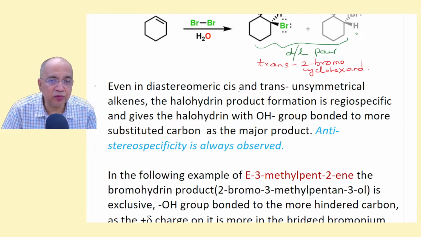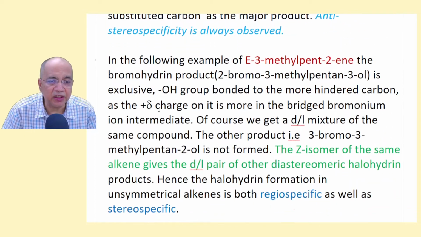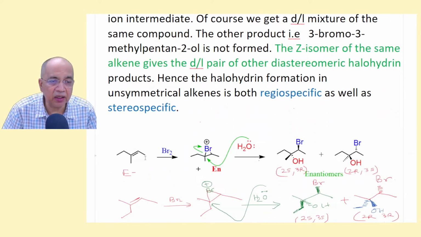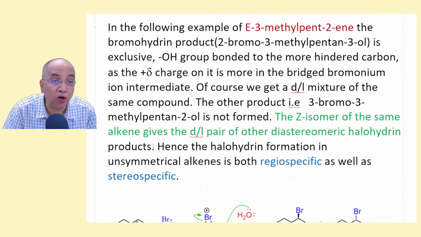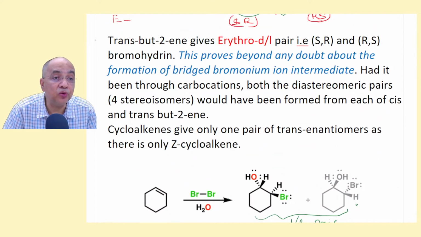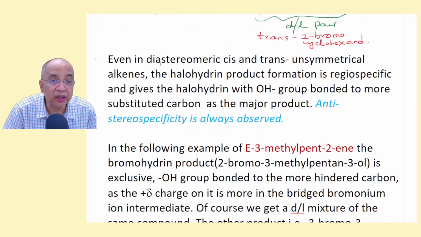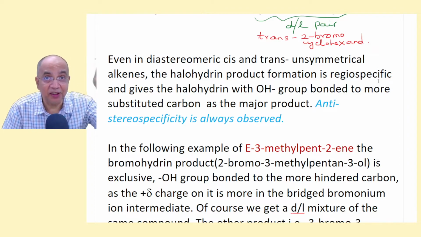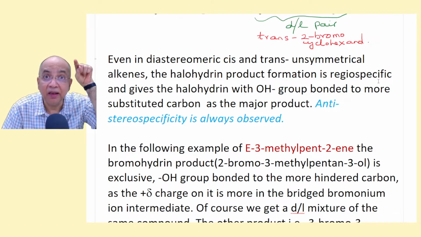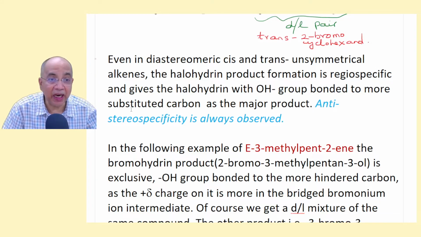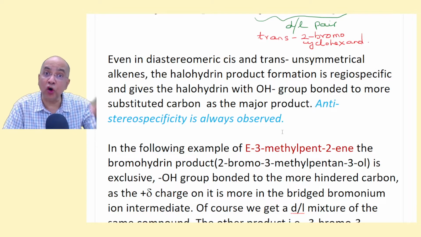Even in diastereoisomeric cis and trans unsymmetrical alkenes, I'm showing you cis and trans, but unsymmetrical, not like butene. In unsymmetrical alkenes, cis and trans, the halohydrin product formation is regiospecific. That means the OH group will be added onto the more hindered carbon, or carbon bearing a smaller number of hydrogen atoms, and gives the halohydrin with OH group bonded to the more substituted carbon as the major product. The anti-stereospecificity is also observed.